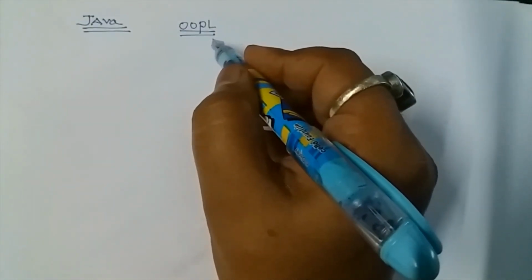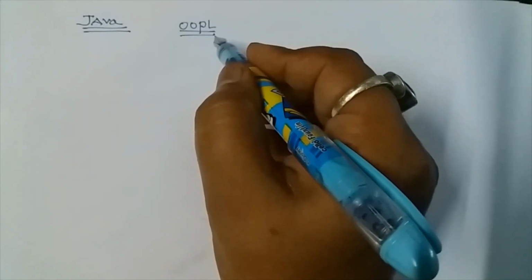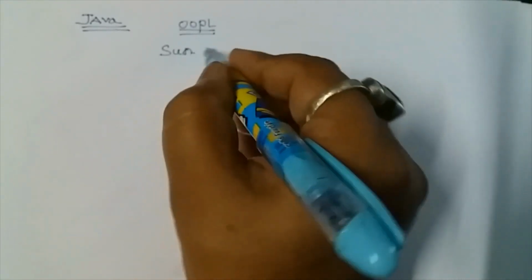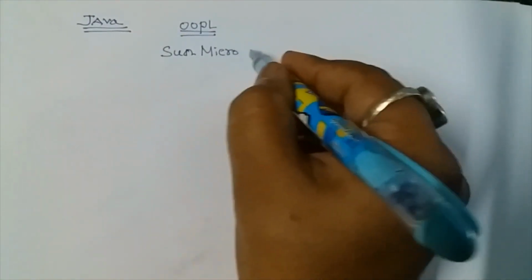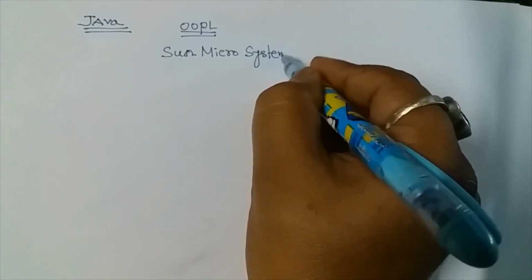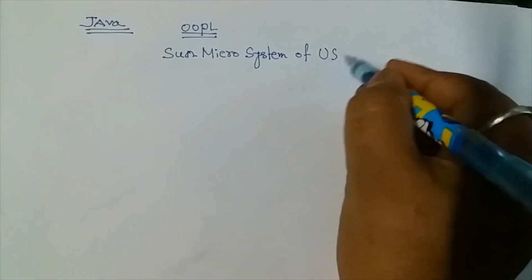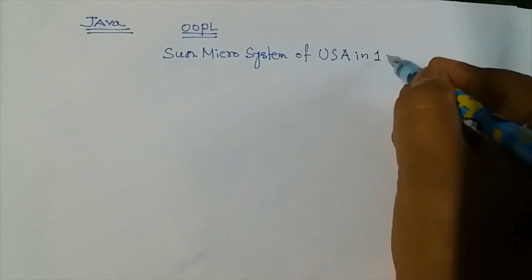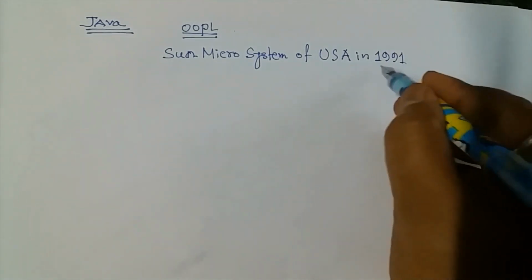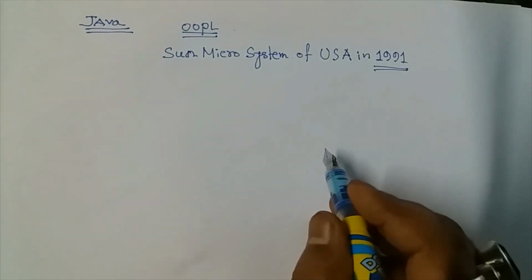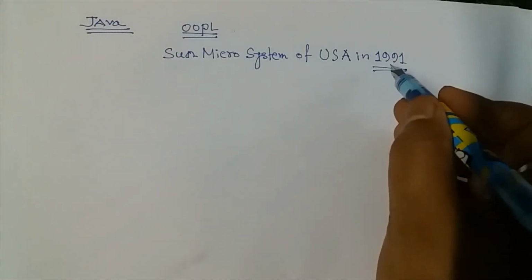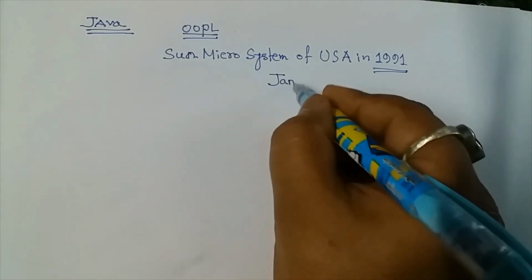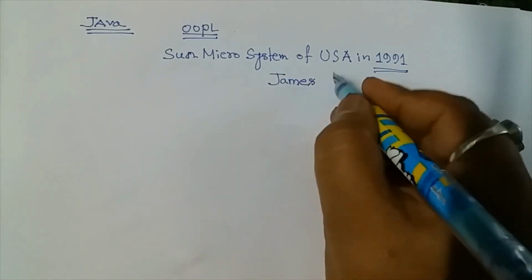So Java is a general purpose object oriented programming language developed by Sun Microsystem of USA, United States of America, in 1991. You must remember the year 1991, and it was invented by James Gosling.